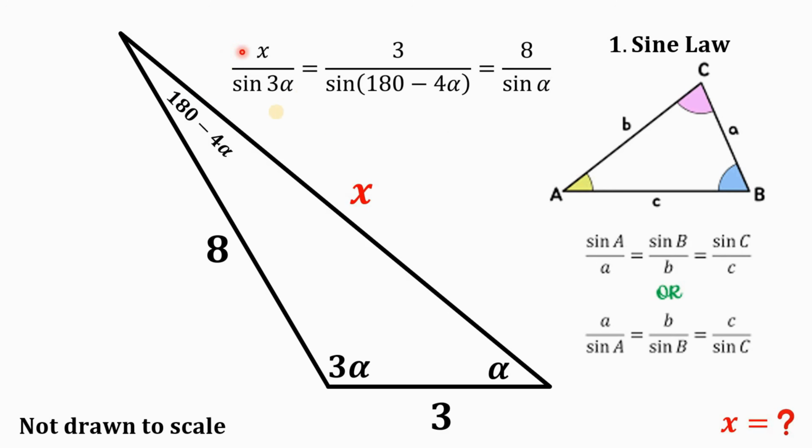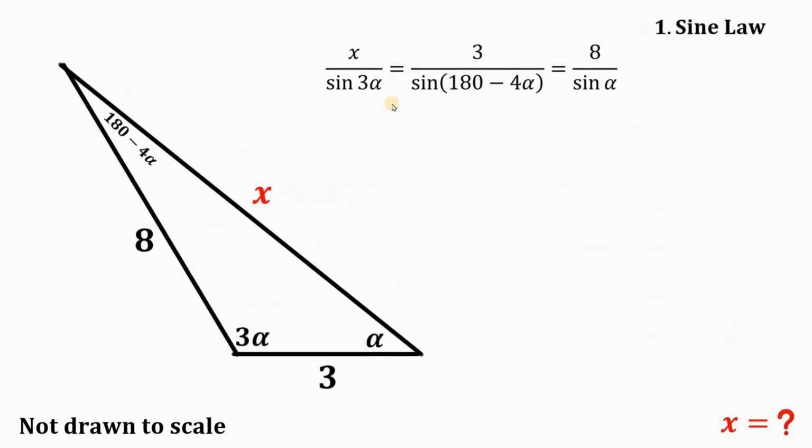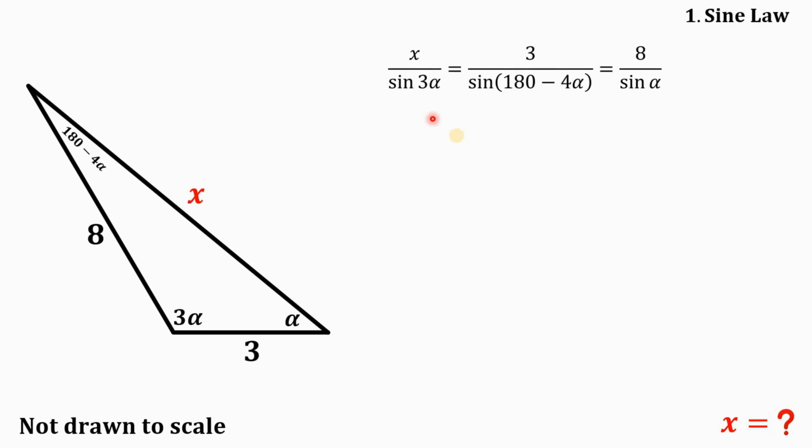So we have x over sine of 3 alpha equals 3 over sine of (180 degrees minus 4 alpha) equals 8 over sine of alpha. Given this result, we can now solve for the value of x. Let's first equate x over sine of 3 alpha to 8 over sine alpha. And of course, we will use some trigonometric identities for this.